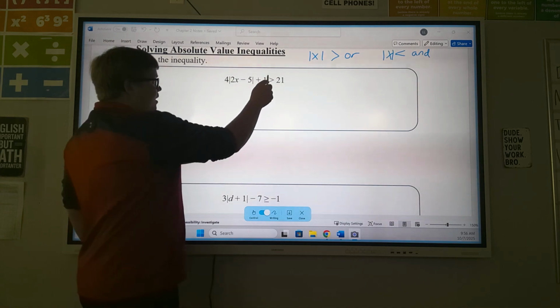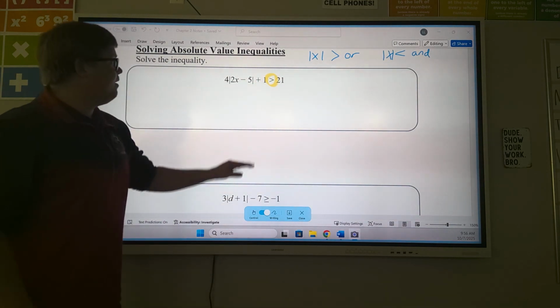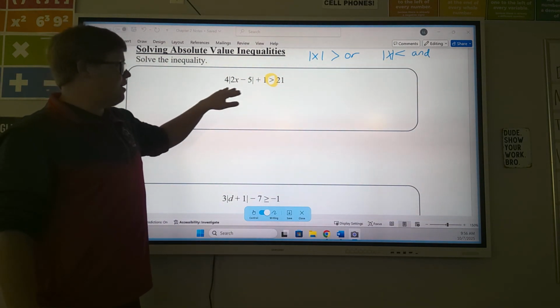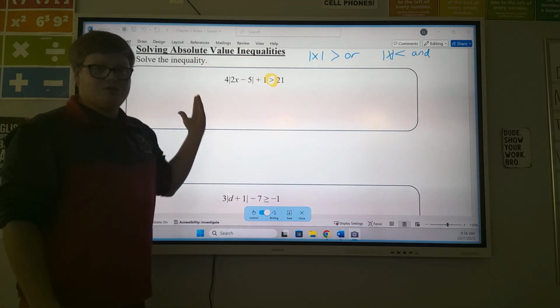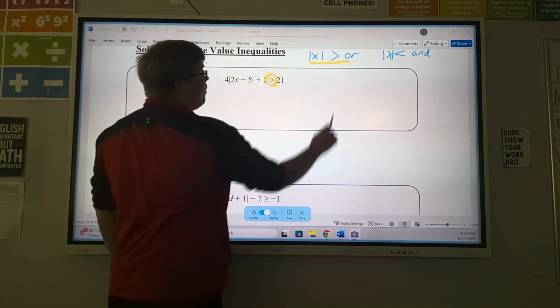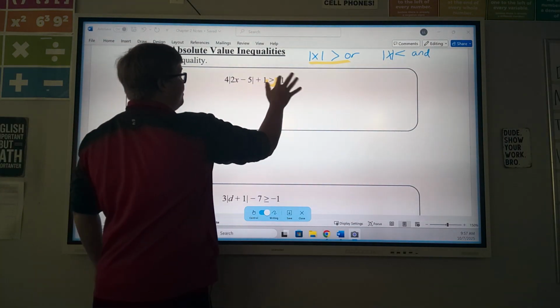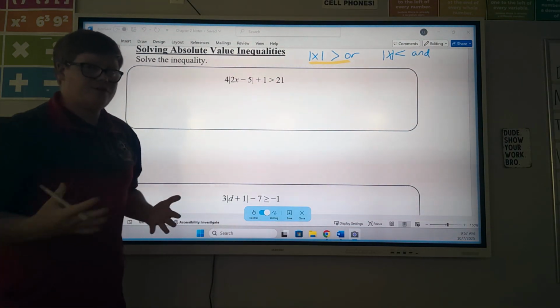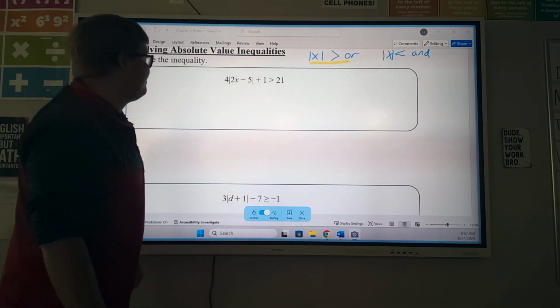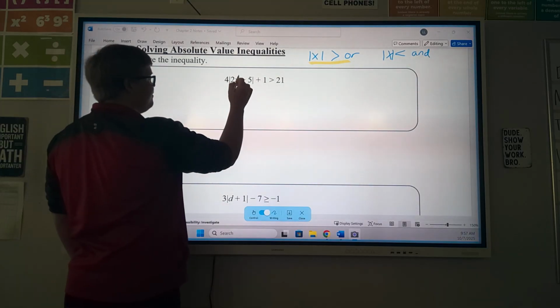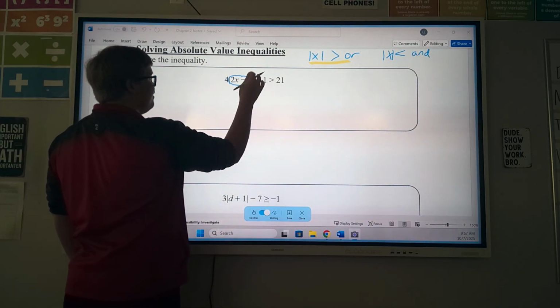So we look at our inequality here. Our absolute value, which is on this side, is being eaten by the alligator mouth, which means our absolute value is greater, so it's or. So the first thing we have to do is make sure we get this absolute value by itself. We're going to pretend like this absolute value is a variable.